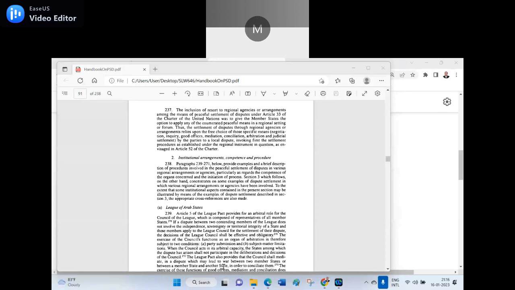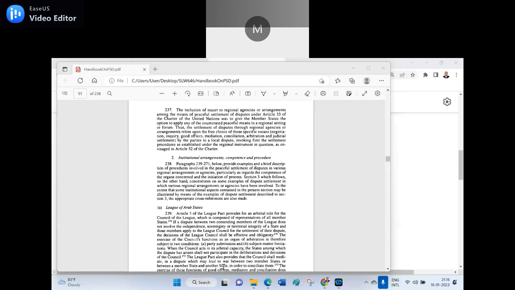In our last class, I dealt with the immunities given to the regional agencies or institutions. If the immunities are not there, an institution cannot function in a proper manner, or without fear and favor. So in this class, we will see the institutional arrangement, competence, and procedures concerned. There we will also discuss the regional agencies and institutions in resolving international disputes in an amicable way.